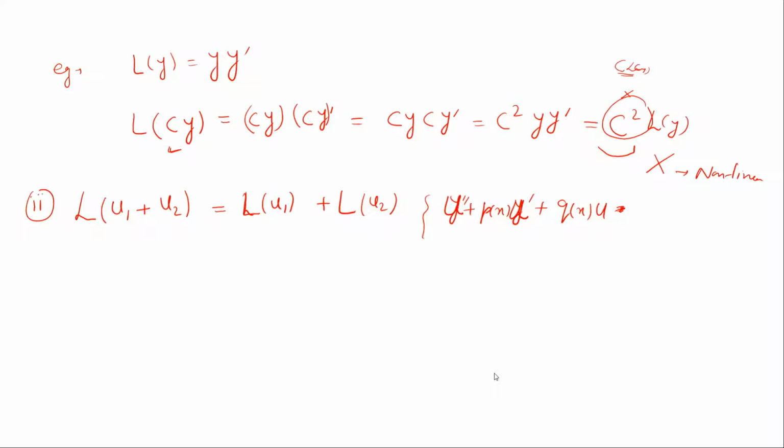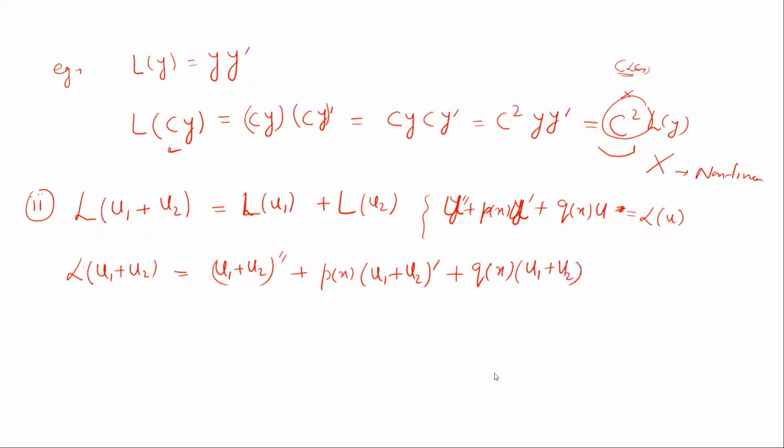So instead of u in L of u, we are providing u1 plus u2. Let's see: u1 plus u2 double prime plus p of x times u1 plus u2 prime plus q of x times u1 plus u2. Let's resolve it. It would be u1 double prime plus u2 double prime plus p of x times u1 prime plus p of x times u2 prime plus q of x times u1 plus q of x times u2.